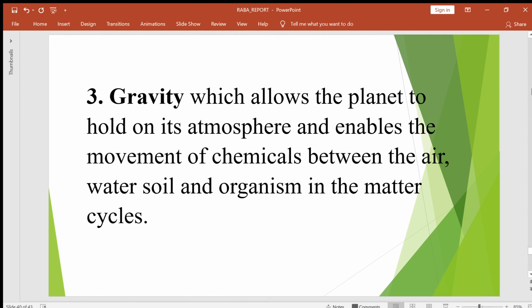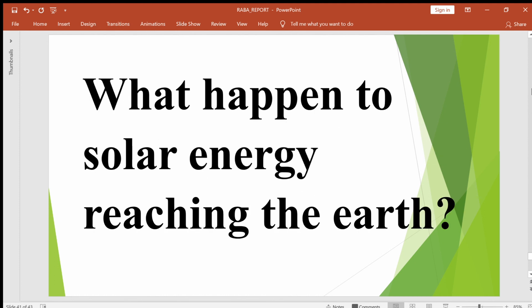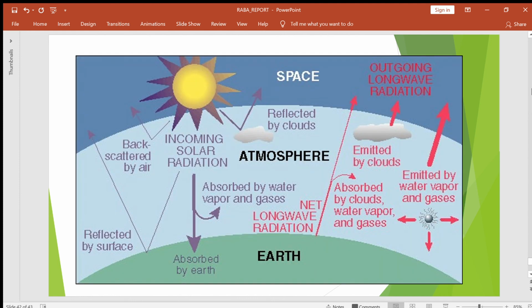Lastly, gravity, which allows the planet to hold on to its atmosphere and enables the movement of chemicals between the air, water, soil, and organisms in the matter cycles. What happens to solar energy reaching the Earth? Solar energy flowing through the biosphere warms the atmosphere, evaporates and recycles water, generates wind, and supports plant growth.